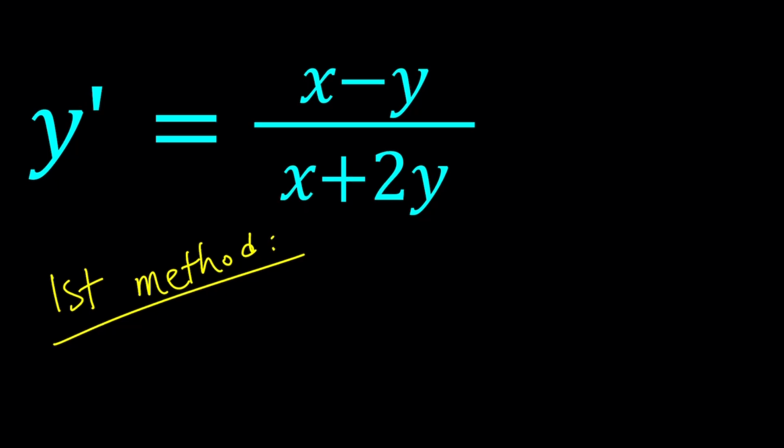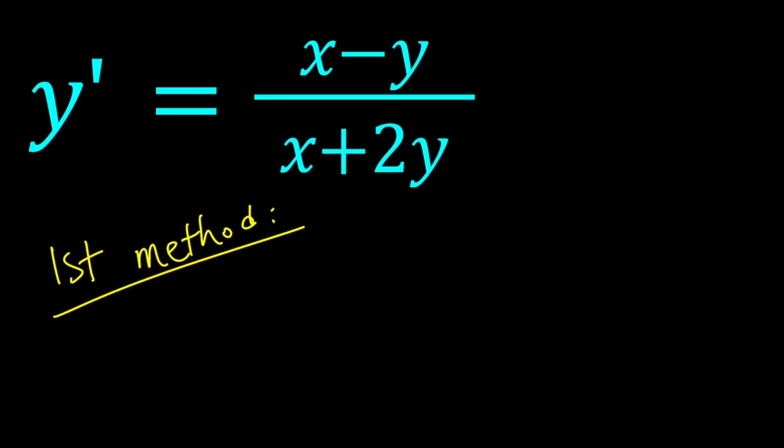For my first method, I'm going to use the following technique. Since we have a ratio, we can talk about the ratio of y to x or x to y in a problem like this, because if you divide everything by y, you will get a function of x over y, or if you divide everything by x, then you'll get y over x. So let's go ahead and do the following. Let's call y over x something.